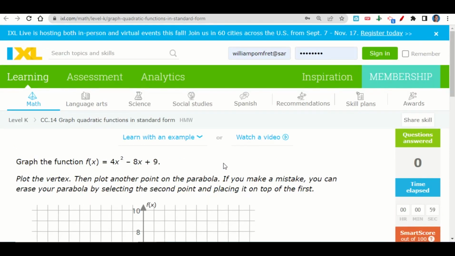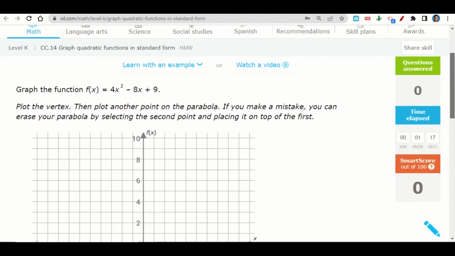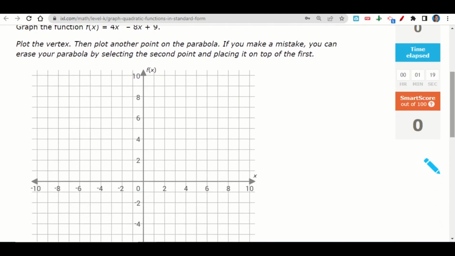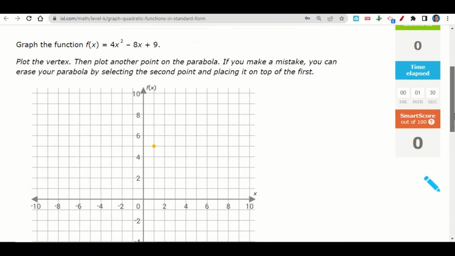So the first question says, graph the function f of x is equal to 4x squared minus 8x plus 9. Well, we would use completing the square to figure this out, and once we do that, we should realize that we end up with 4(x minus 1) squared plus 5. So from that, we can take that and make 1 our x-coordinate and 5 our y-coordinate. That would be our vertex. Then we just plug in another value and solve.